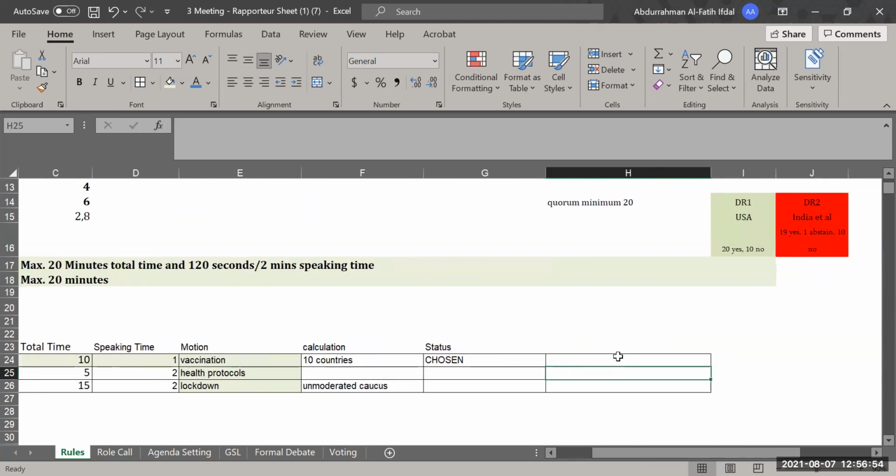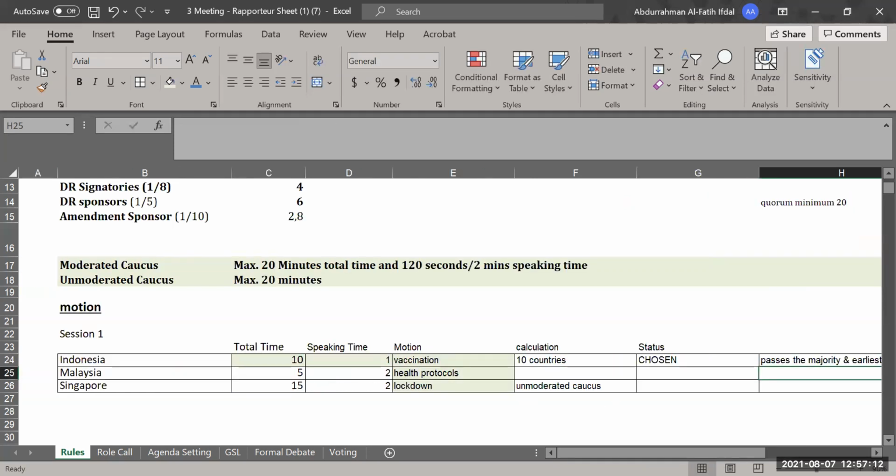But only if Indonesia passes the majority and the earliest queue. Okay, but for this question, I will just assume that all motions fulfill the voting requirement, and we will just analyze using the requirement on the motion. So we will only limit to that. Malaysia, let's see with Malaysia.